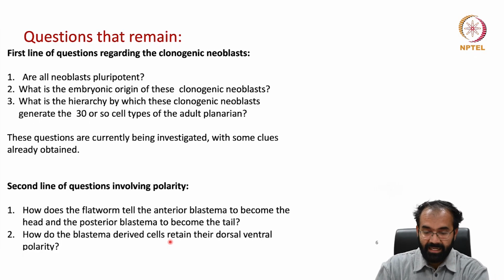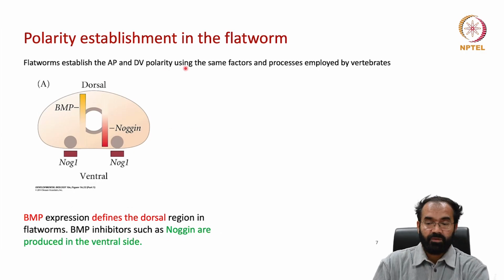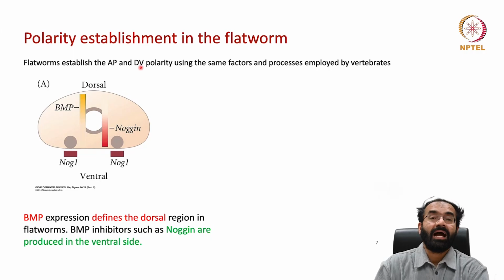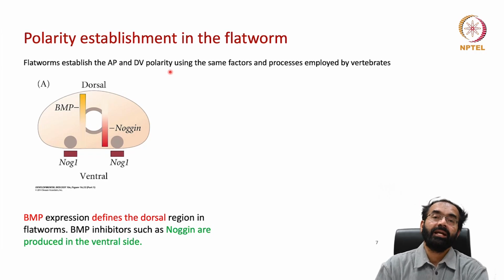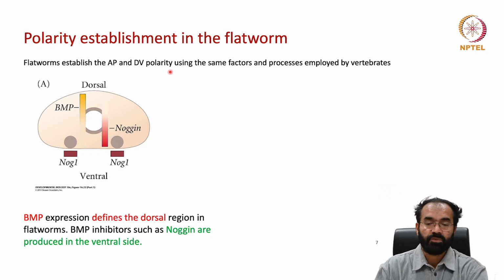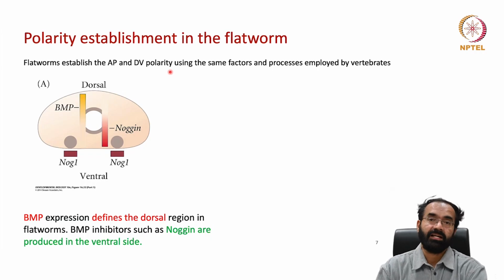So this is an interesting question. Polarity establishment in flatworms, how has it been done? This is something very interesting to follow up. Flatworms are capable of establishing anterior-posterior and dorsoventral polarity. Anterior-posterior means head to tail. Dorsoventral polarity means from your backside to the chest. So the worm also has a backside, chest, front side, etc.